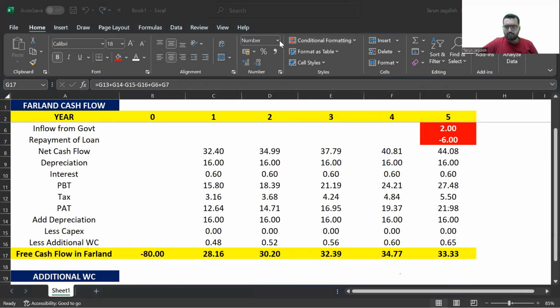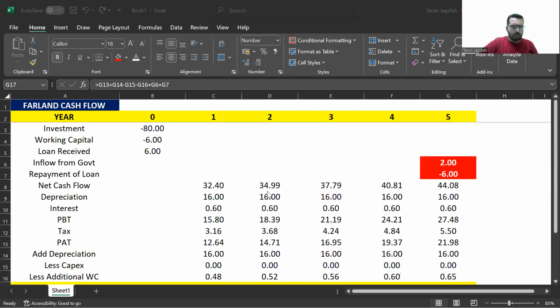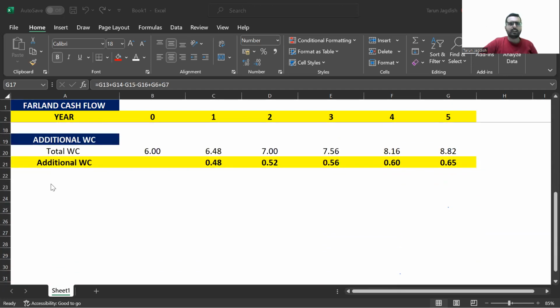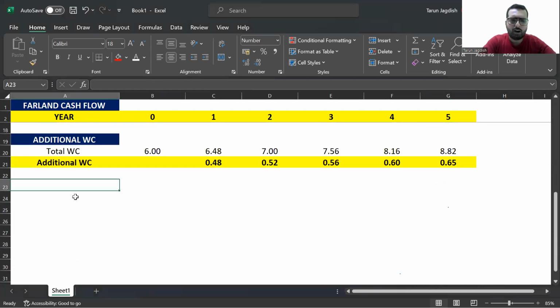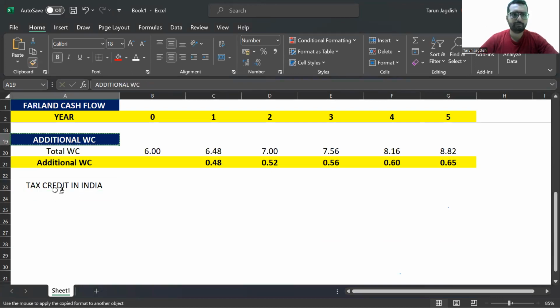What is the meaning for VK losing 8 lakh? I'm coming to that part, Shweta. Had they not opened the subsidiary, they were already exporting and making 8 lakhs. Now they are losing that money. So that becomes an opportunity cost. So I believe we are all done with Farland cash flow. We are done with additional working capital also. Now, I would like to work out the tax credit in India. How much will be the tax credit that we will get in India?